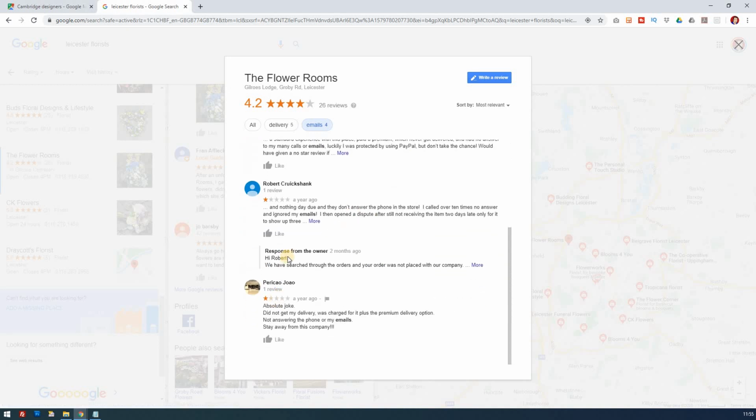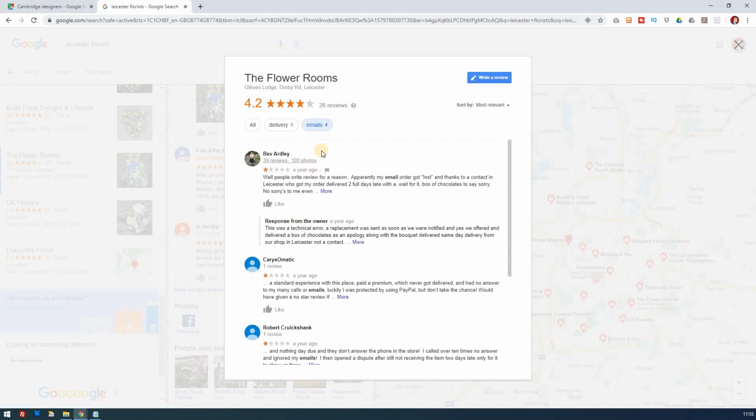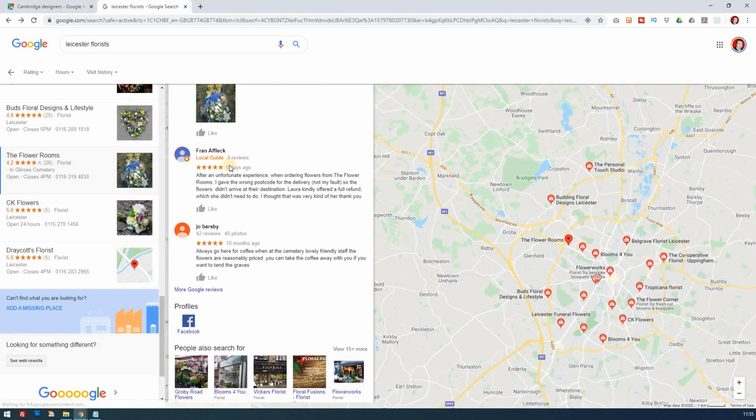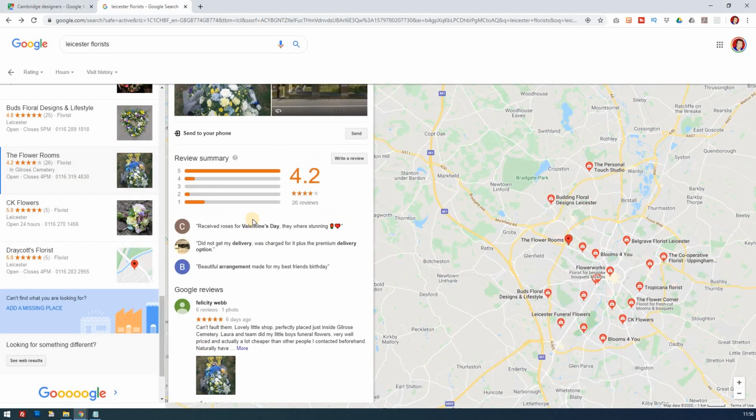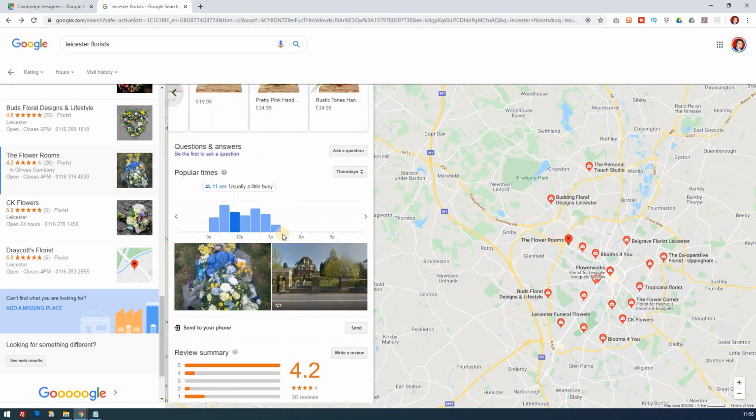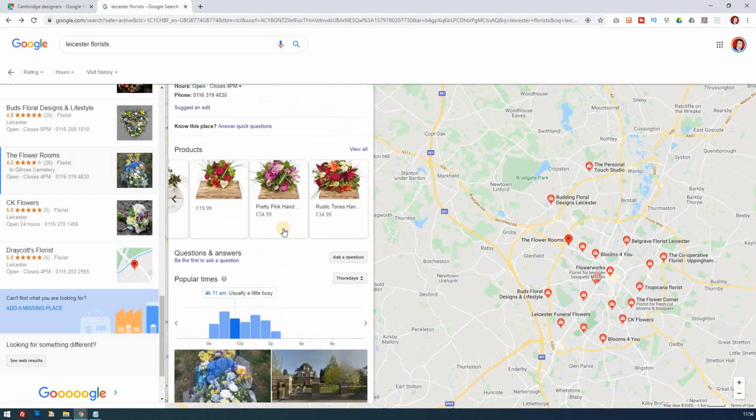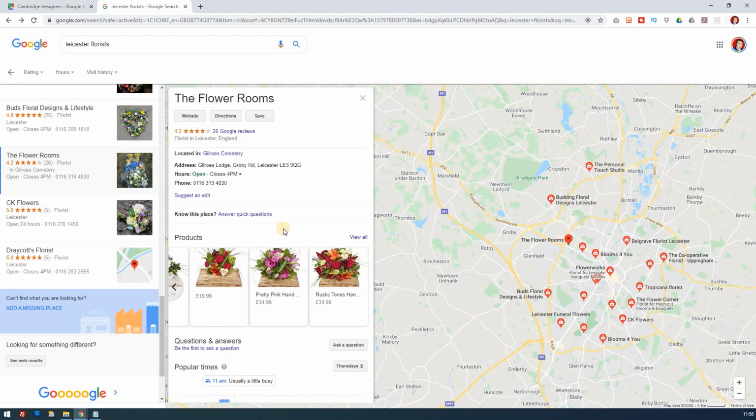So look at all the 1-star reviews. They're not good communicators, and yet they got 4.2 stars. So they could improve on that, and maybe they should be responding. Well, they have responded actually about a technical error, so that's good to see as well. Reviews are important, and making sure we respond to them is important too. But in that case, they've done what they can, I think, under the circumstances.